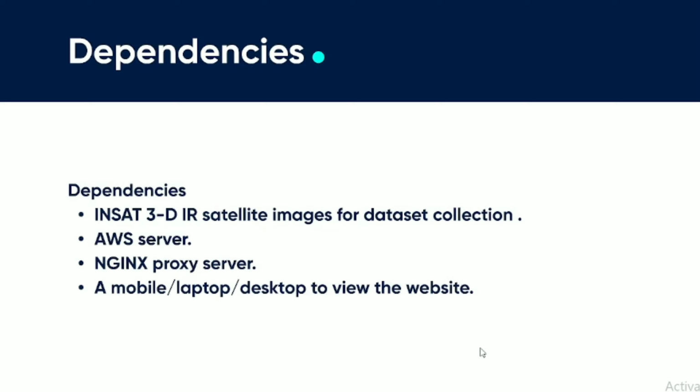Talking about the dependencies, our website is very budget friendly. It's a free website. Anyone with access to a mobile, laptop, desktop or the net can view this website. What we need is basically the satellite images captured by INSAT-3D, and this website will be hosted using an AWS server. So it can be seen that our project is also economically friendly.